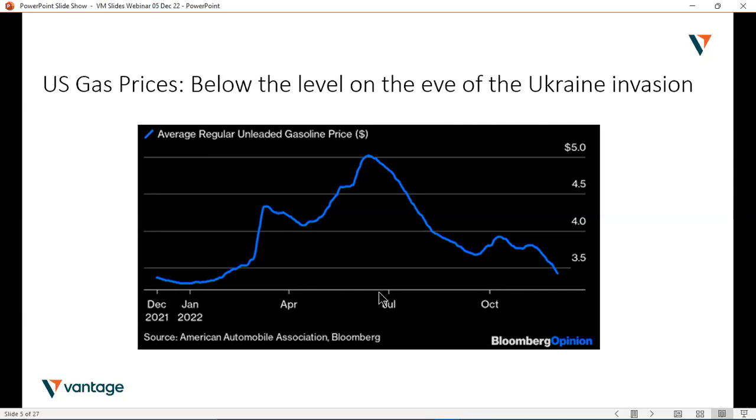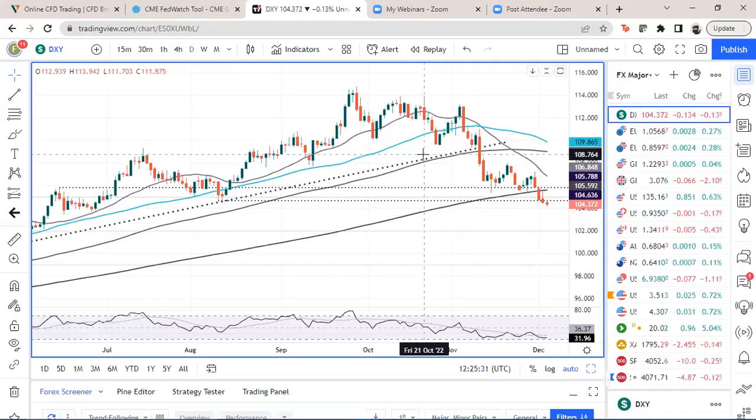Okay, I just want to go back to the DXY really. So the dollar index, we pointed out, obviously... sorry, I've lost where I was. So yeah, a couple of charts there, inflation charts really pointing to potentially lower prices going forward.